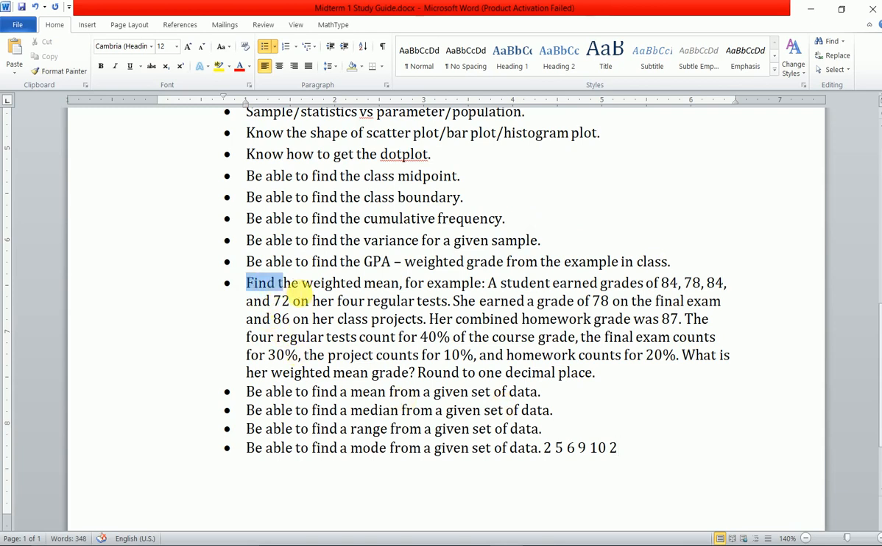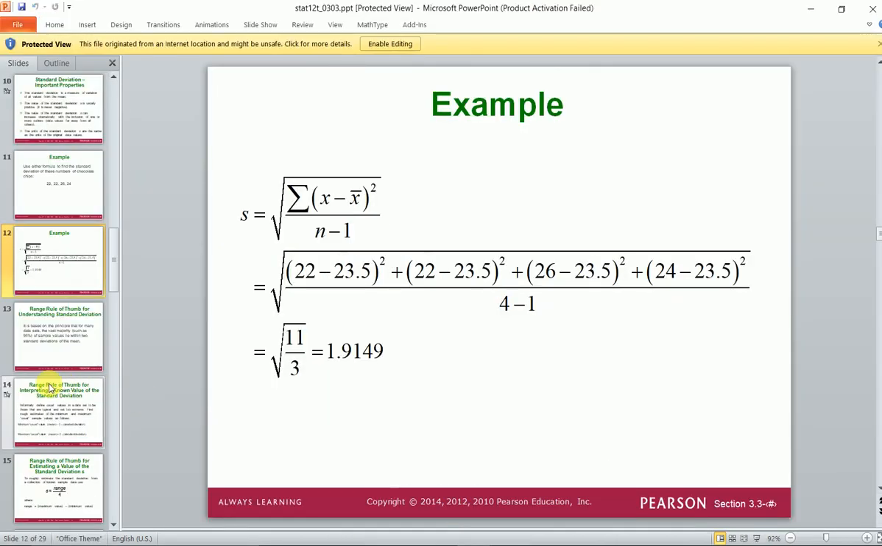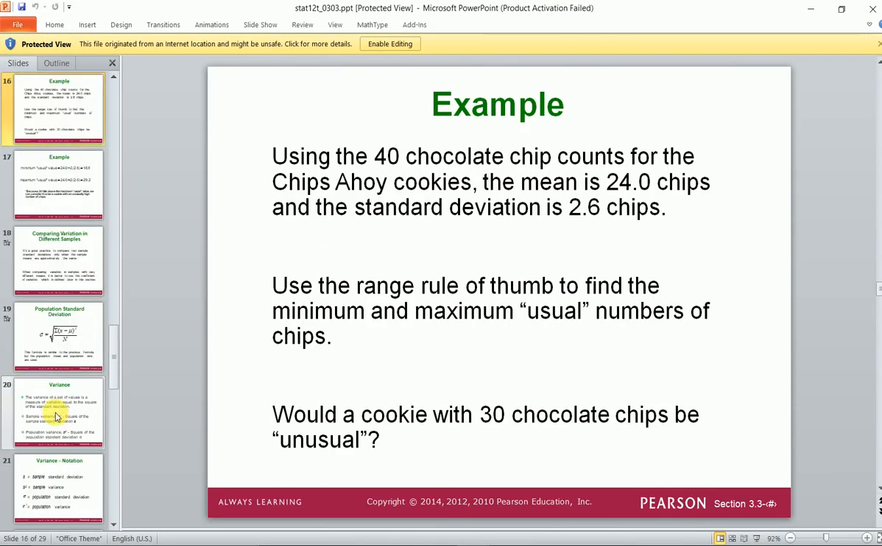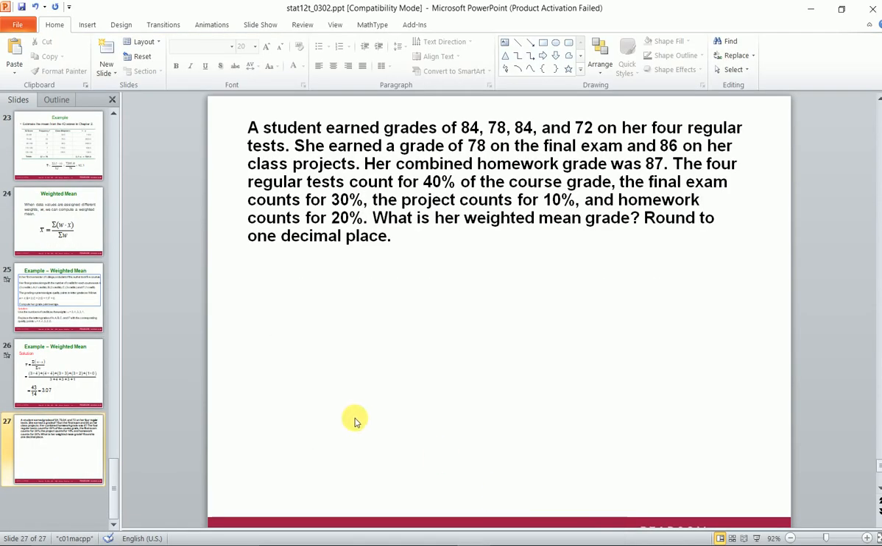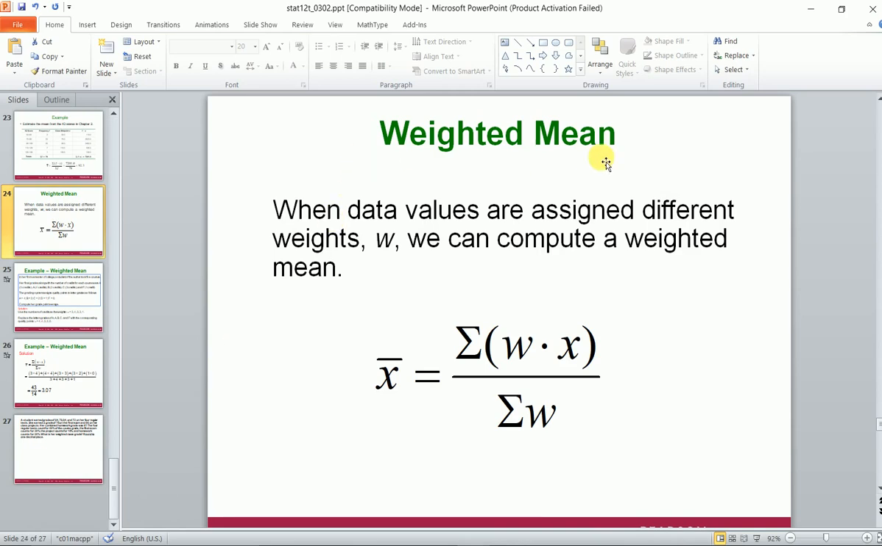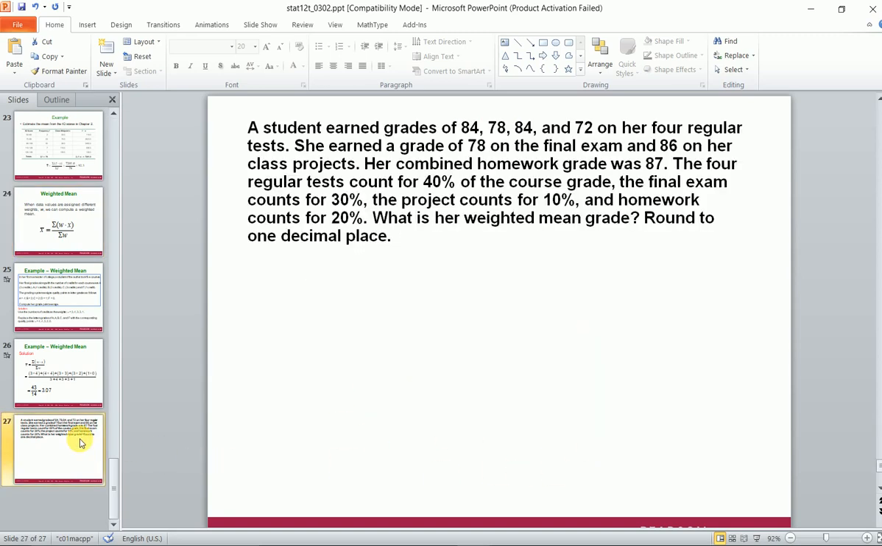Now one last example I want you to practice is this one, and this is the problem for the weighted rate. Okay, so let's go down here. So remember, we have the formula for the weighted score, the weighted mean. The weighted mean is we take the sum of the weight multiplied by each of the data and divide by the sum of all the weights. So what does this mean? Now let's go back to here.